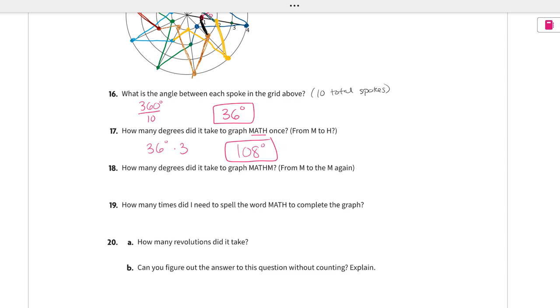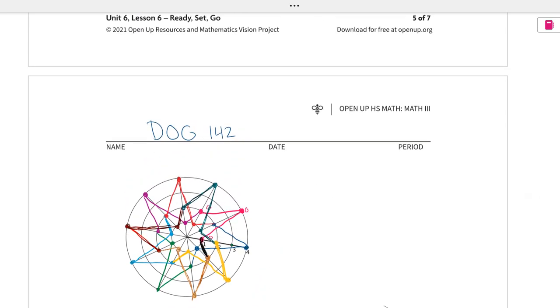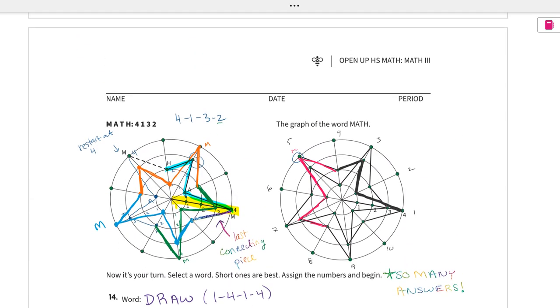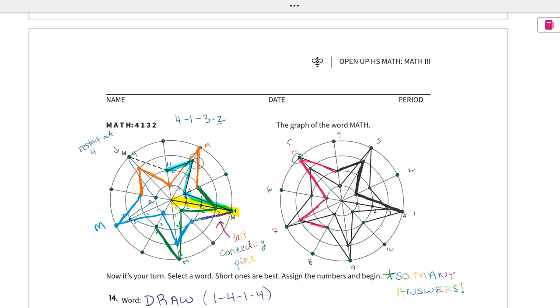Okay, how many degrees did it take to go to math and then restart another one? So it's just another, now we're going to 4 instead. So that would be 144 degrees. So just one more. How many times did I need to spell the word math to complete the graph? Well, we did already walk through that, but let's go and look, right? So we color coded, so it'll be nice and easy to count. But we don't need to necessarily count each spoke that we touch if we think about it logically, but let's count.